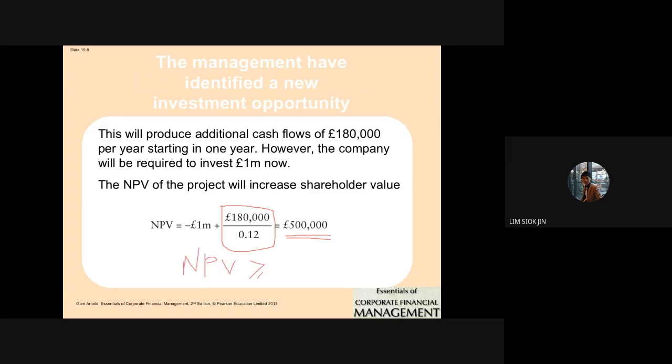So as long as your NPV is more than or equal to 0, you should take the project. All right, so is this more than 0? Yes. So you should take the project. But if you take the project, what will the owners see?